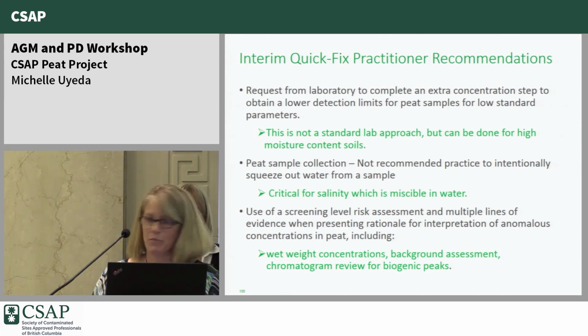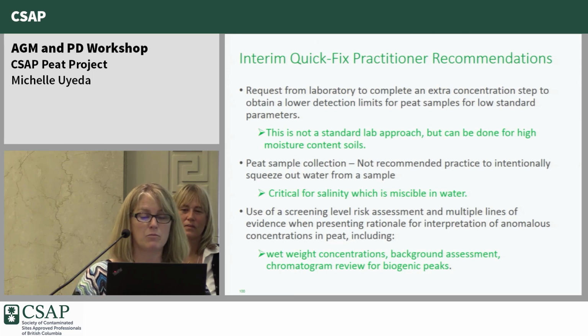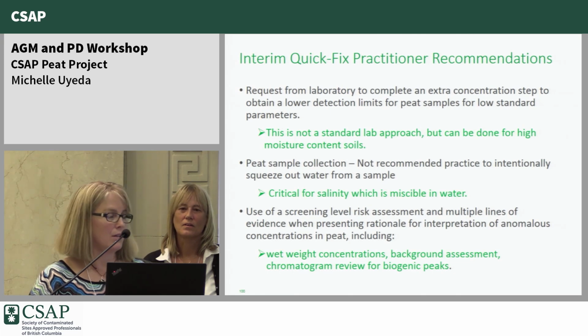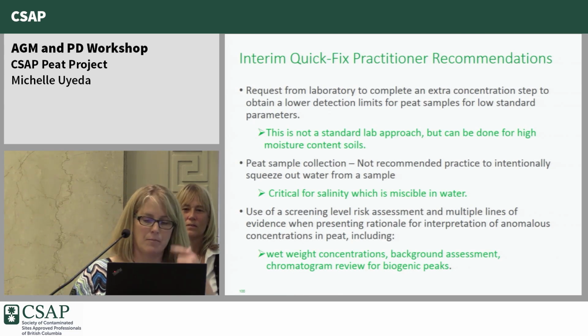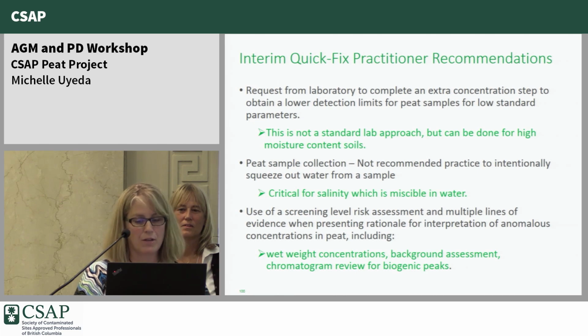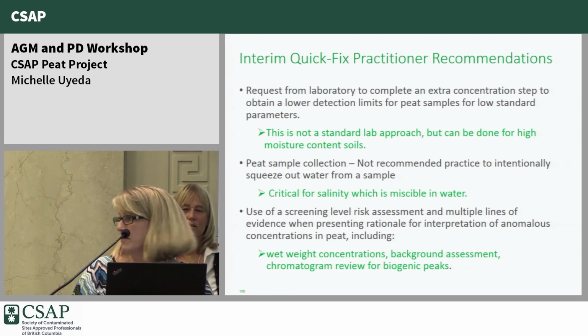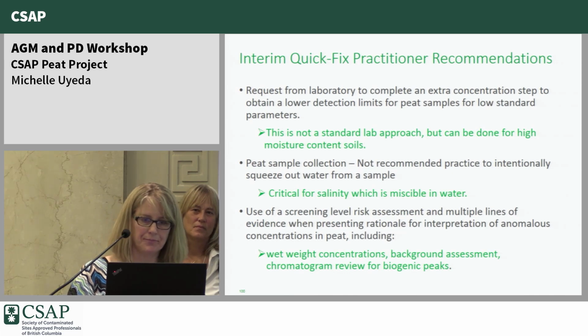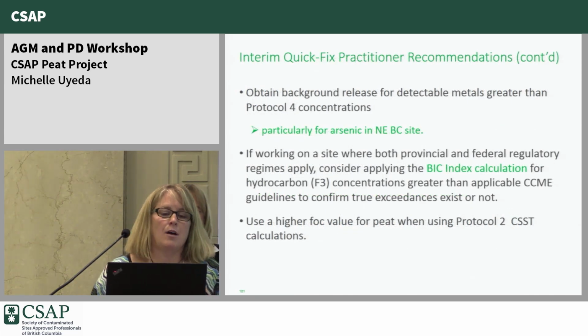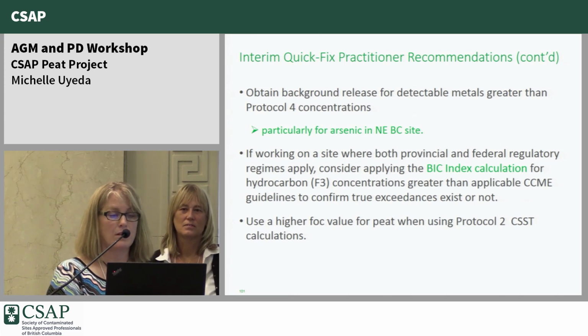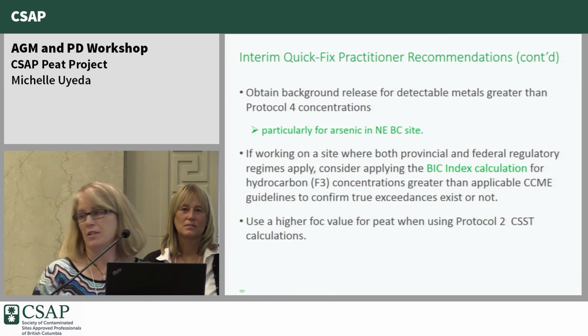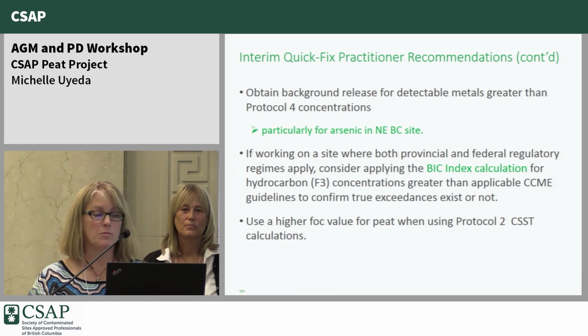Another thing that we can do is use a screening level risk assessment and multiple lines of evidence when presenting our rationale for interpretation of anomalous concentrations in peat, including wet weight concentration, doing a background assessment in naturally occurring undisturbed areas, or chromatogram reviews for biogenic peaks. Some additional ones are to obtain background releases for detectable metals greater than the P4 concentrations, particularly arsenic in Northeast BC.